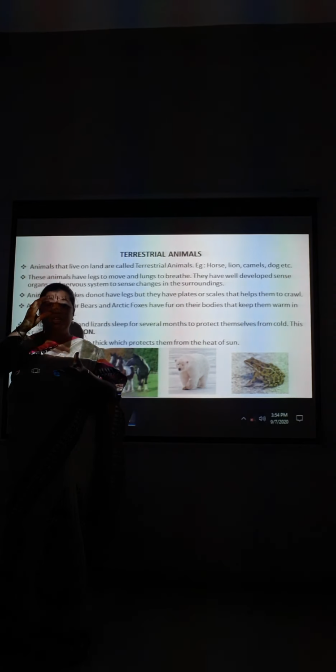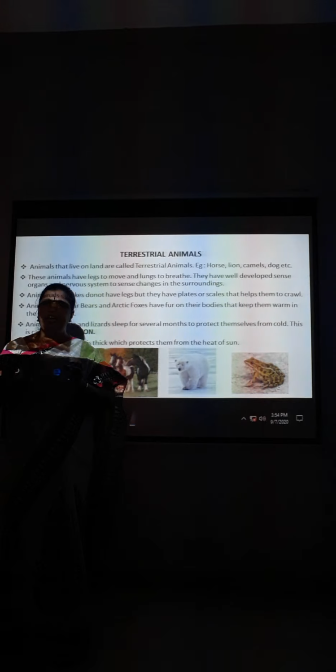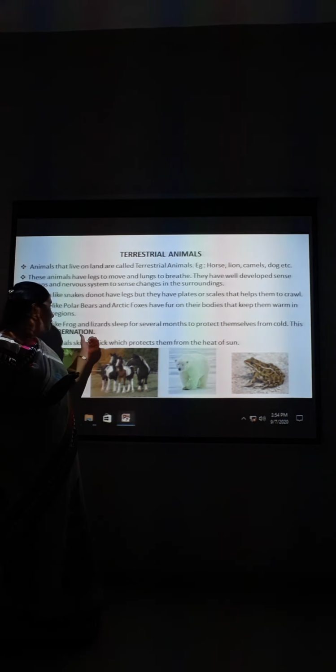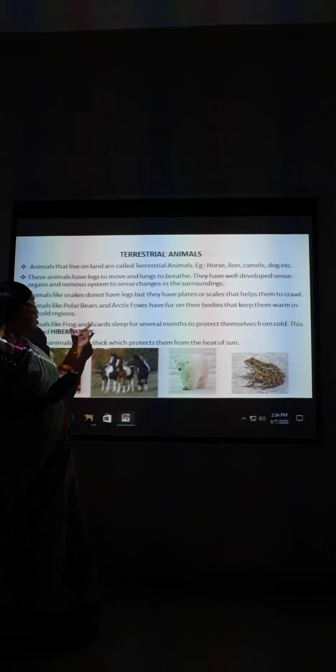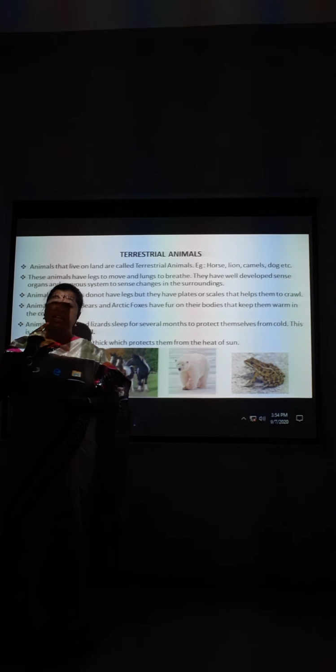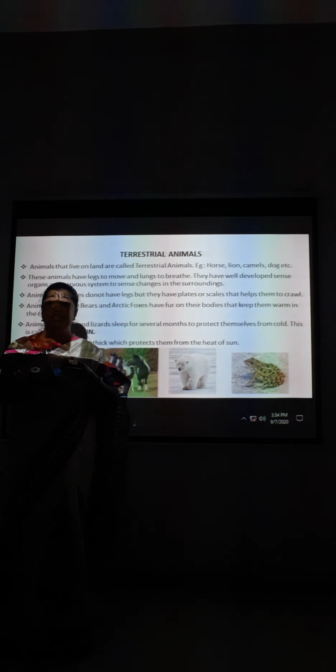Onto the tip of the Earth, on the top as well as at the bottom of the Earth, those two areas are called polar regions. There it is very cold. So, those animals like bears, okay, polar bears and Arctic foxes, they live in those areas. And how do they protect? How did they change? How did they adapt themselves? This is by having fur on their body.